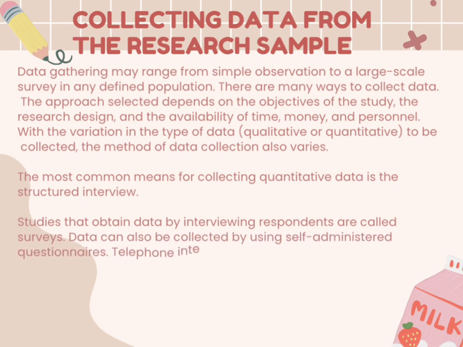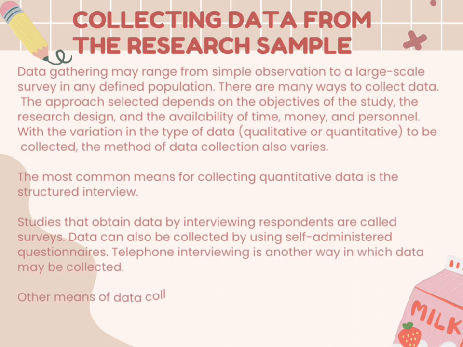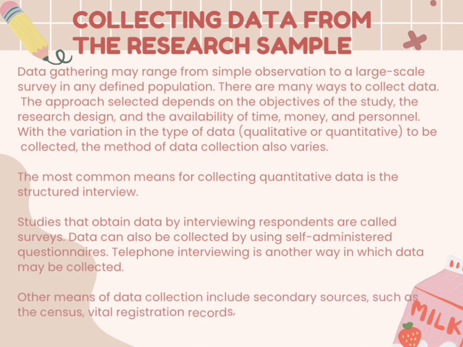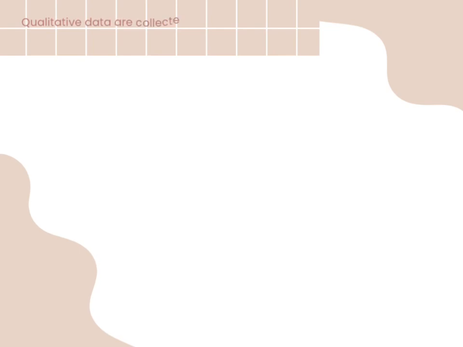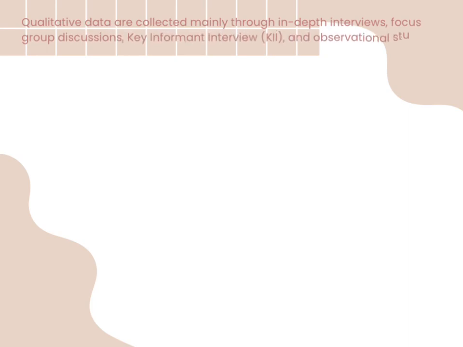Studies that obtain data by interviewing respondents are called surveys. Data can also be collected by using self-administered questionnaires. Telephone interviewing is another way in which data may be collected. Other means of data collection include secondary sources, such as the census, vital registration records, official documents, previous surveys, etc. Qualitative data are collected mainly through in-depth interviews, focus group discussions, key informant interviews, KII, and observational studies.